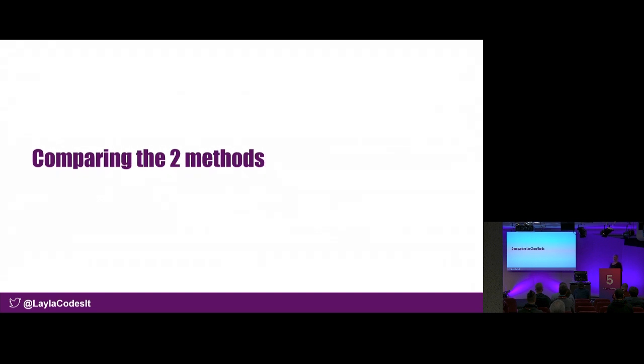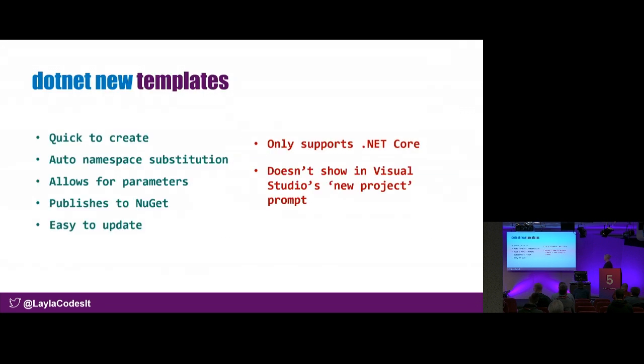So if we're comparing the two methods, they're pretty similar in many ways. I think the .NET New, so the .NET Core 2.0, is quick to create. It does have that lovely feature of the auto namespace substitution with that tag in the template.json. So it will go through and change your namespacing. It also allows for further parameters. You would set that up in that template.json. That publishes to NuGet. It's easy to update as well.